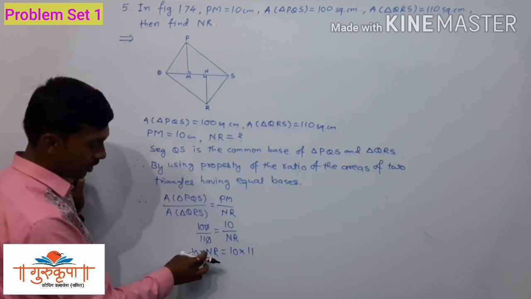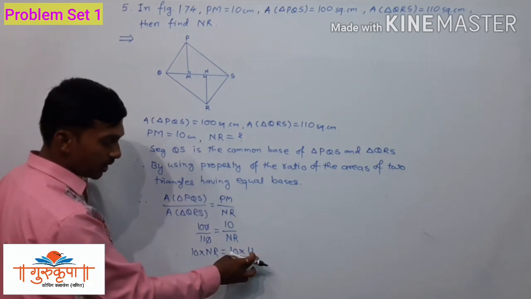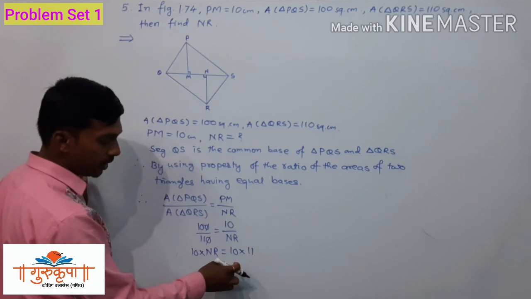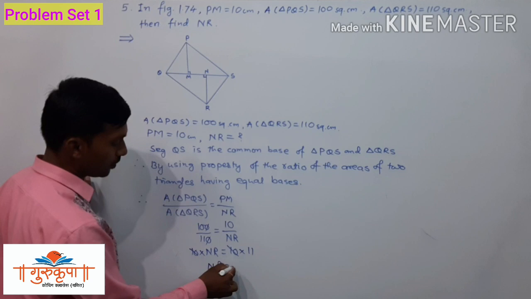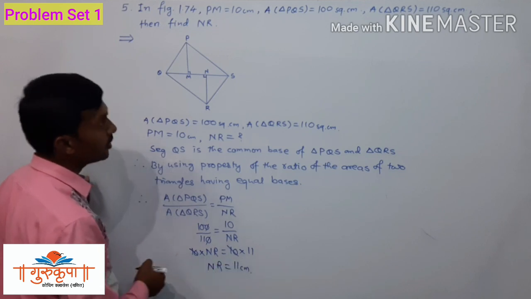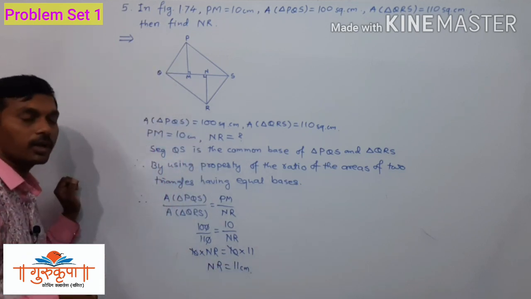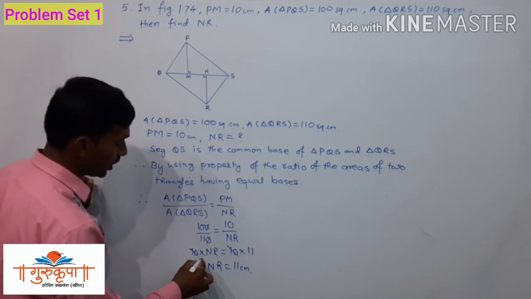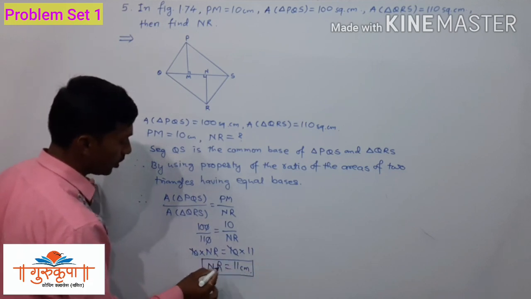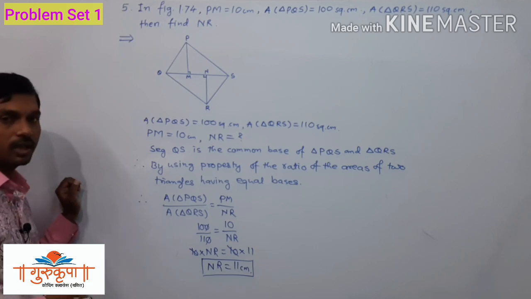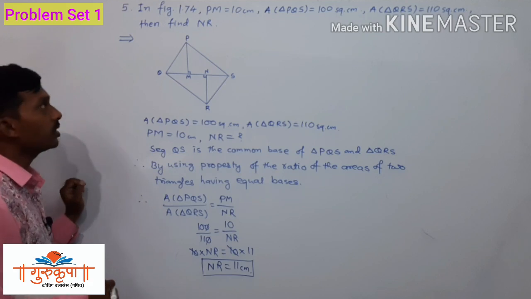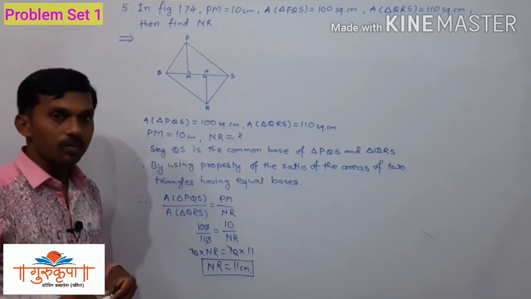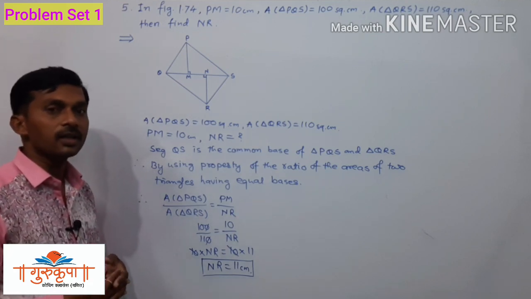If we transfer this 10 to the right side, we get 10 into 11 upon 10, and 10 gets cancelled. So here we have NR is equal to 11 centimeter. That is what we have to find. So the height of the triangle QRS, that is NR, is equal to 11 centimeter. So this is all about example number 5. Now we will take the next example, that is example number 6.